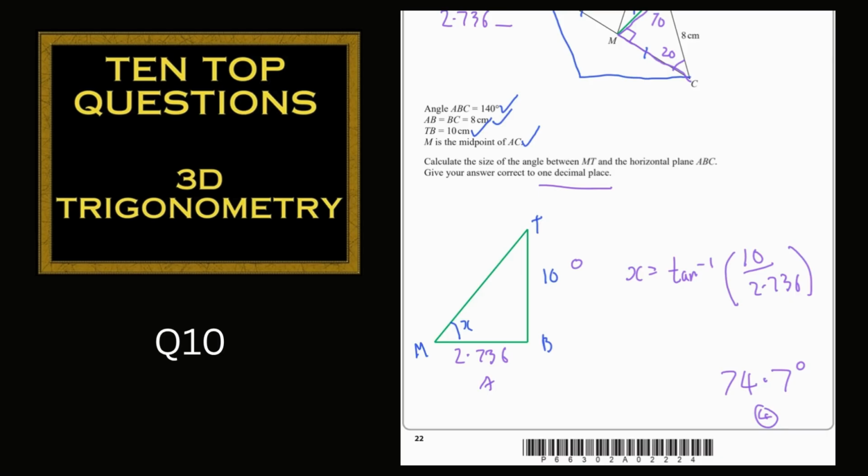So I hope those 10 quick questions have helped for your 3D trig. Again, notice sine rule and cosine rule extremely rare. Tan, TOA, most popular, SOH and CAH do occasionally come up, but it's Pythagoras and SOHCAHTOA way more than it is non-right angled triangle stuff.